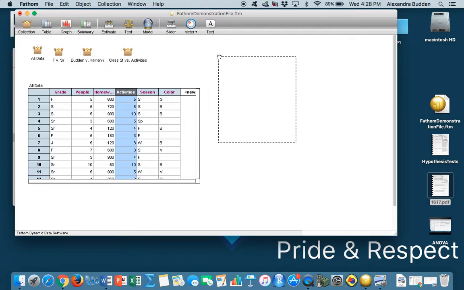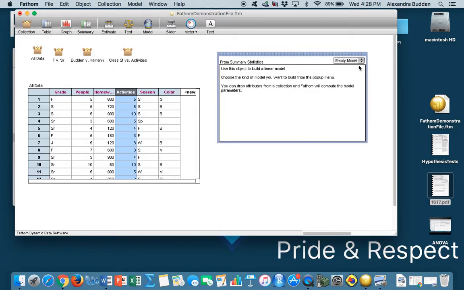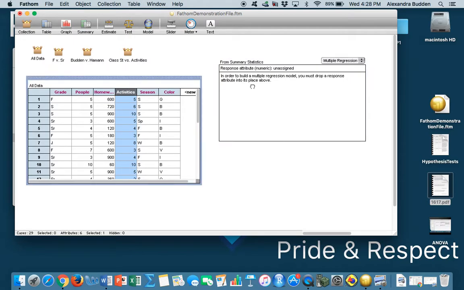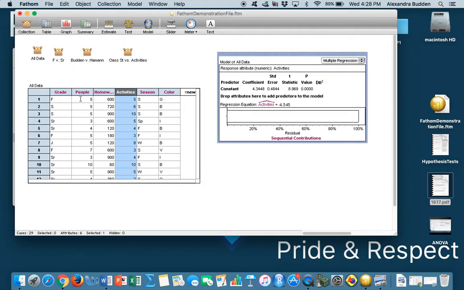So you're going to take out model. A simple regression has one input, one output. Multiple regression, which is what I want, has one output but multiple inputs. In this case, my output is activities. So I want to know, how do the number of people in your family and the homework affect activities?